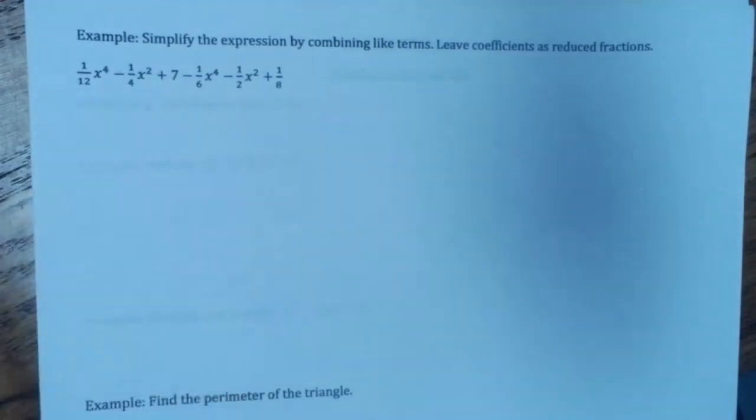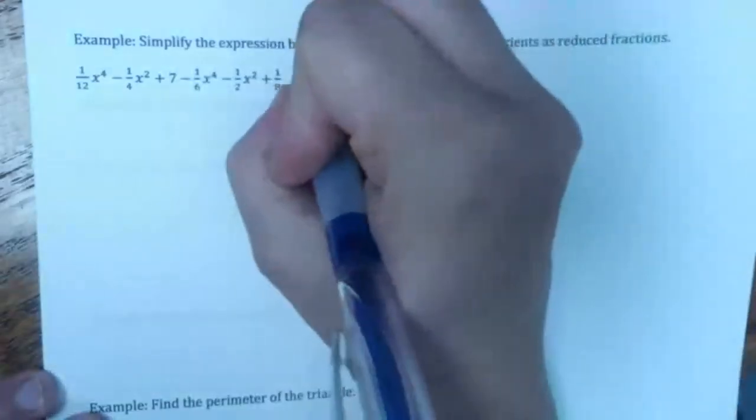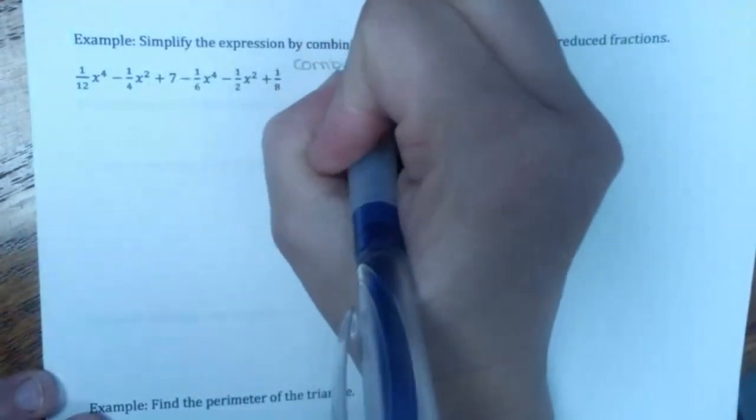So I need to combine some like terms here. I can't multiply to get rid of the fraction because there's no equal sign. It's not an equation. I don't have two sides of the equation to keep it balanced. So we're just going to combine like terms here.